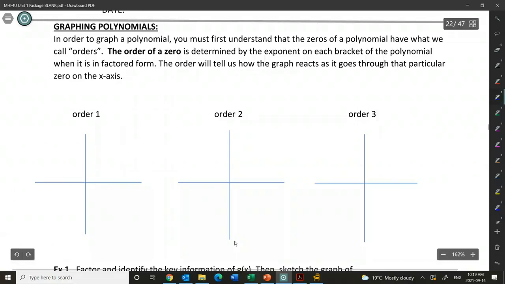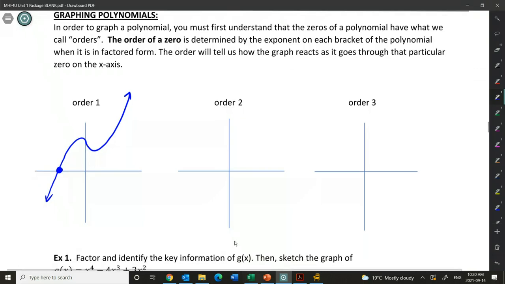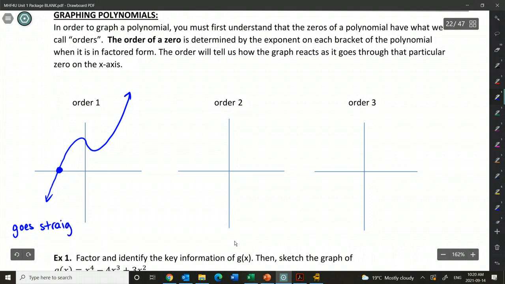Order 1. So order 1 is kind of what we're used to seeing, and that is basically if I have an x-intercept, my graph just goes right through it. So maybe I have something like this, and this is an order 1 zero. Okay, and maybe we'll make ourselves a note that the graph goes straight through the x-axis. Or it might be on a slight curve or whatever, but it goes through the x-axis. I'm not going to say straight, but goes through the x-axis.